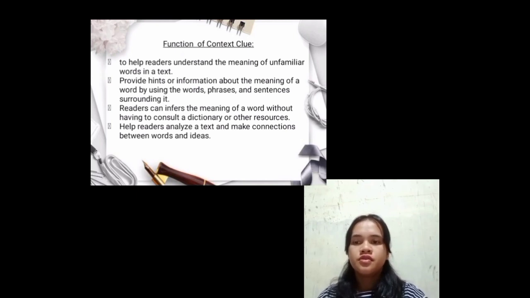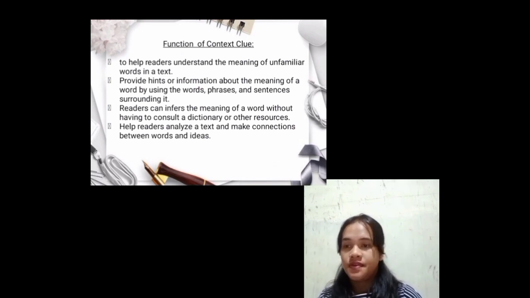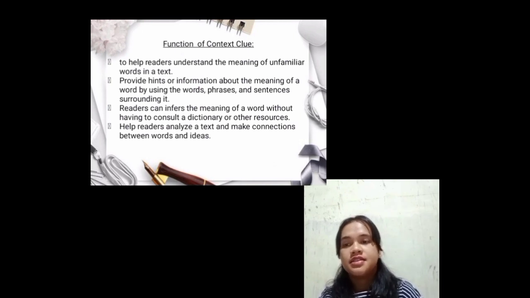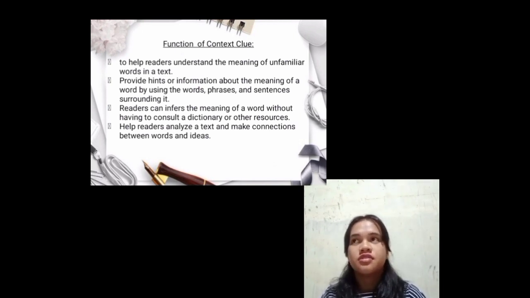So now I continue with the function of context clues. There are four functions of context clues that we found. The first is to help readers understand the meaning of unfamiliar words in a text. Of course, like I said just now, the context clue gives information about unfamiliar words, so that it can help the readers know the meaning of unfamiliar words.